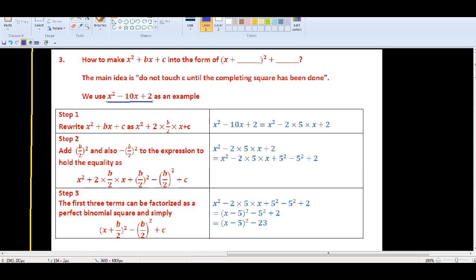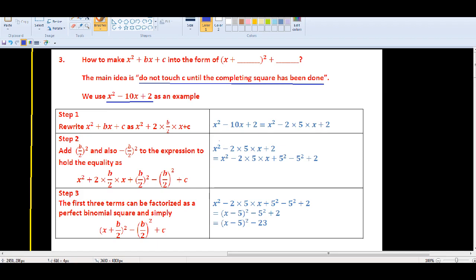Let's see. Actually everything's the same. The idea is do not touch that constant until the completing square has been done. That constant is always like a bystander. It does nothing, it just sits aside until everything finishes, and it appears only in the final step for the final simplification. So you just keep that outside of the work you are doing. Everything will be focused on the first two terms.